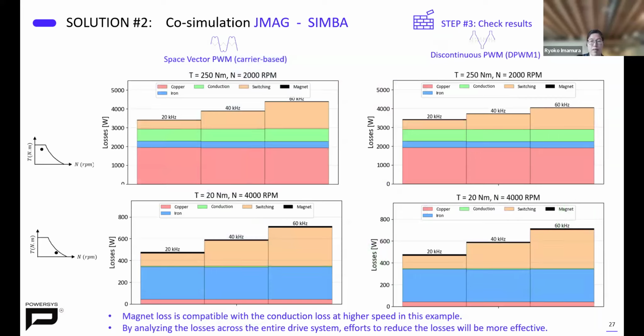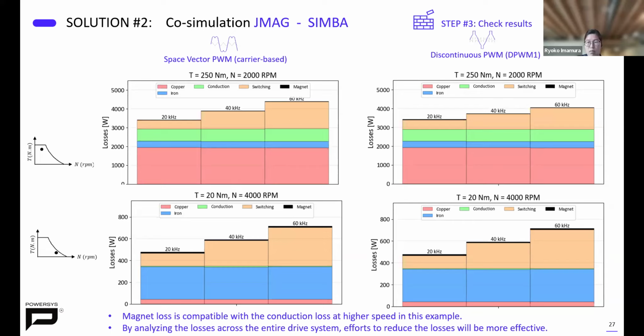Now, let's discuss the loss breakdown again, but this time with JMAG-SIMBA co-simulation. Each chart shows losses across 5 categories: copper, iron, conduction, switching, and now magnet losses, which are only available in full FEA. The top row corresponds to high torque and low speed. The bottom row shows low torque and high speed.